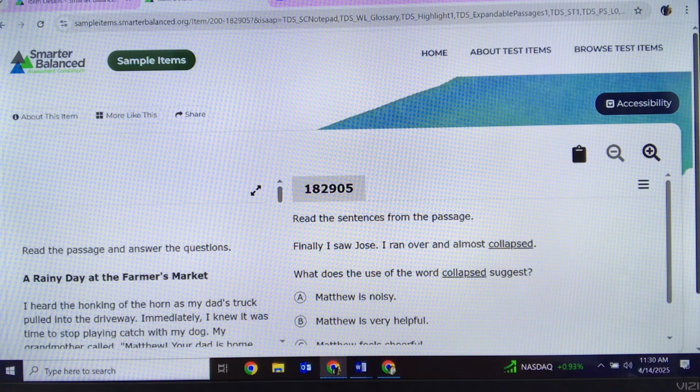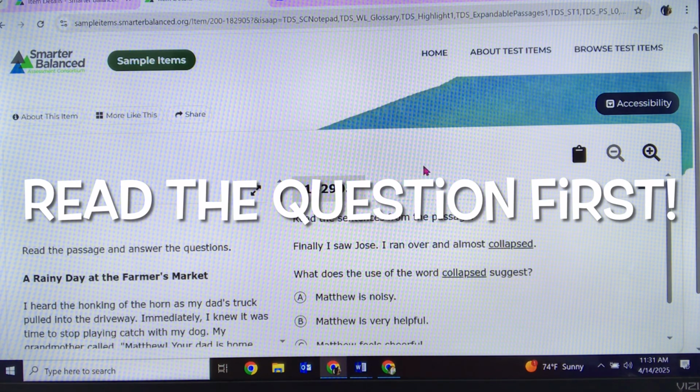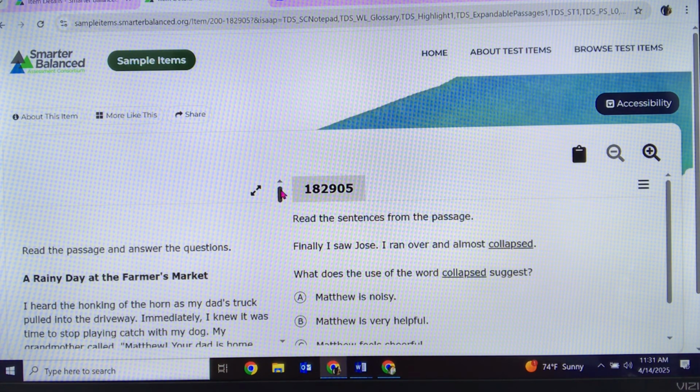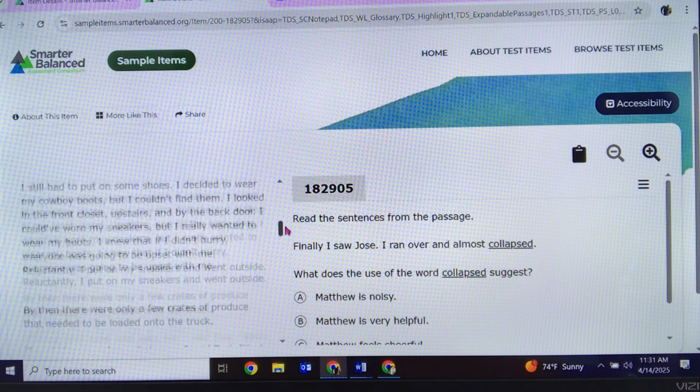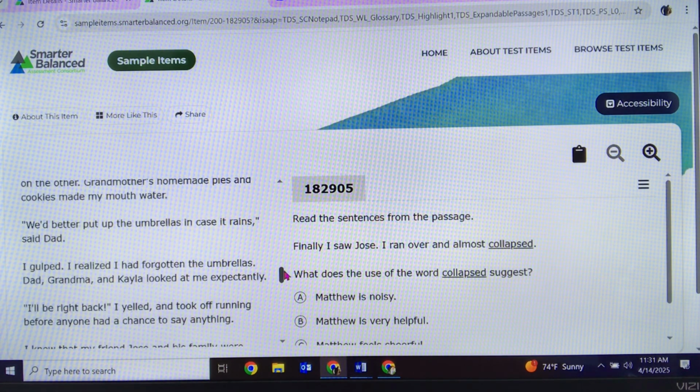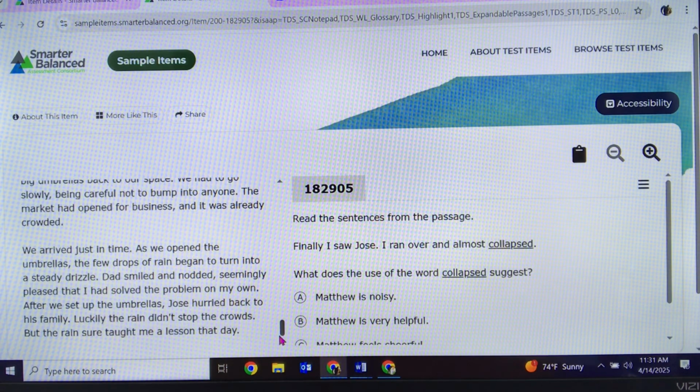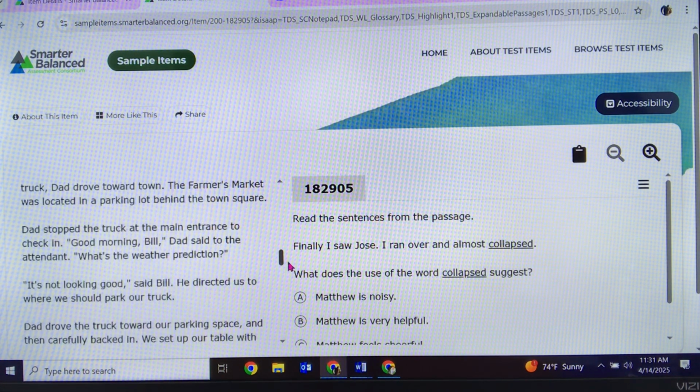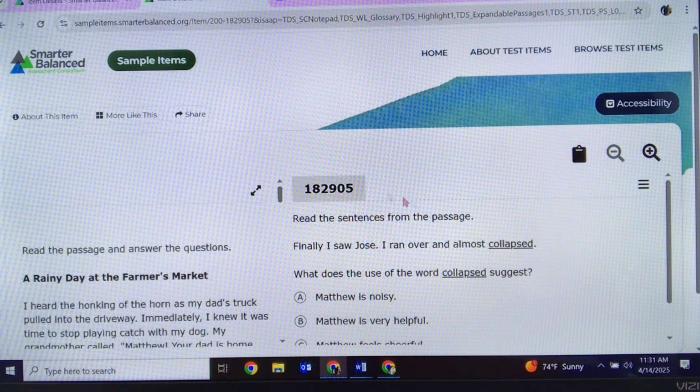The first strategy I want you to use when you're taking a test is to always read the question first. Usually when you're taking a reading test, you're going to have a very long passage on one side, and then you're going to have the question on the other side of the screen. And sometimes you will get lucky and you can actually answer the question without reading the passage at all. This is an example of that kind of question. So without even reading this extremely long passage, I'm just going to go straight to the question.